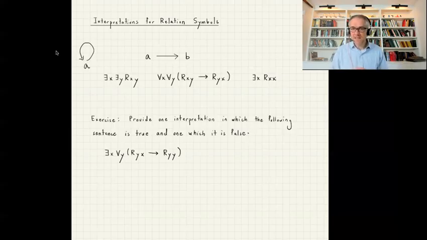Okay, so now look at the second sentence in the middle there. The sentence in the middle says, any two things, if the first bears a relationship to the second, then the second bears a relationship to the first. So crucially, the order in these relations matters. It says, if Rxy, then Ryx, in the opposite order. So what that says pictorially is if there's an arrow going in one direction, there must be an arrow coming back. That's not true in the first example there, of A arrow B, because there's no arrow coming back from B to A.